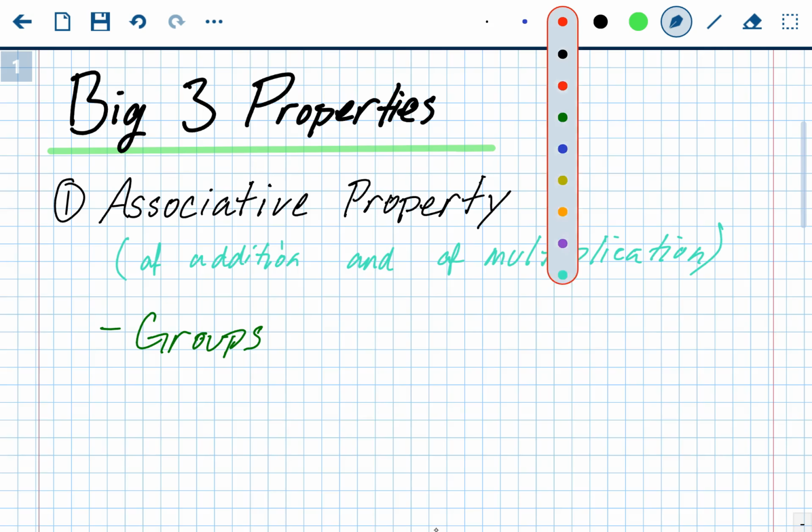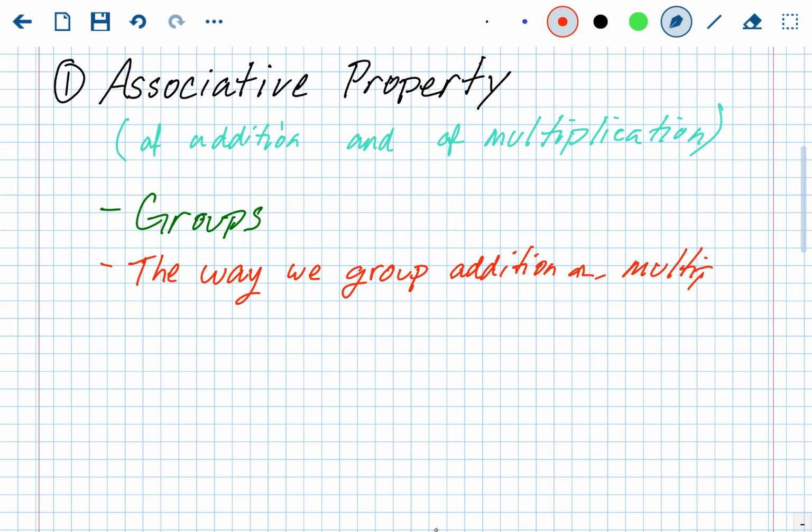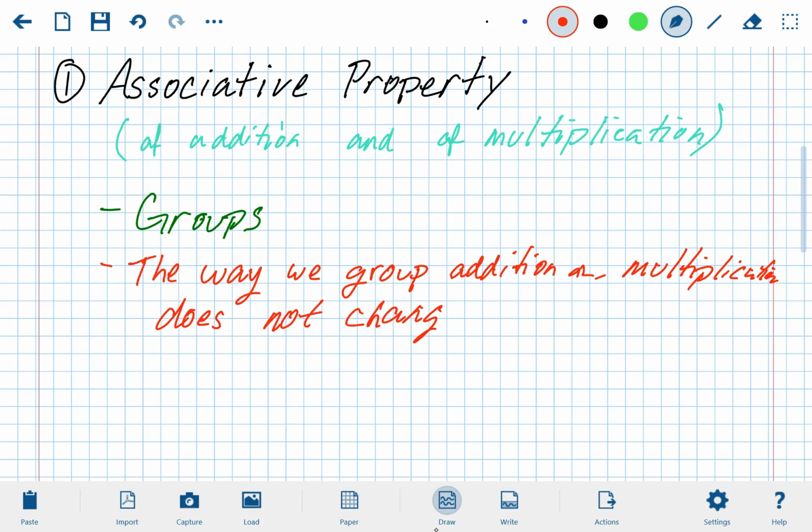All right, but like we said, the associative property deals with groups. And what the associative property states is that the way we group numbers or values, when adding or multiplying, the result won't change. So the way we group addition or multiplication does not change the result. Now this only works if it's all addition or all multiplication.